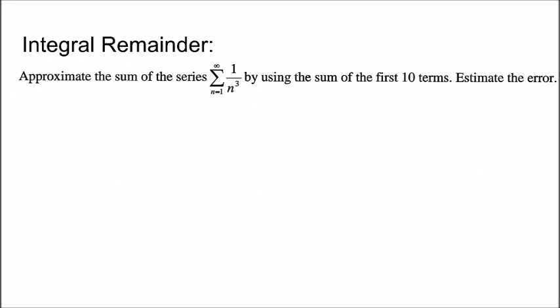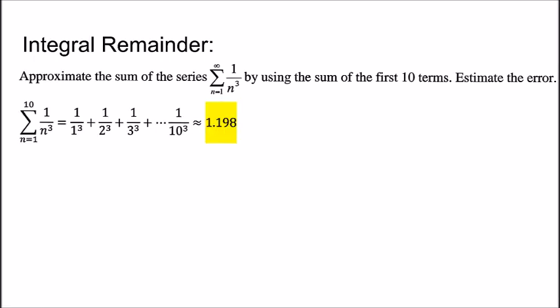Approximate the sum of the series 1 over n cubed by using the sum of the first 10 terms. Estimate the error. All we have to do is plug the formula into our calculator and solve for the sum, getting 1.198 roughly. Now, let's estimate the error.